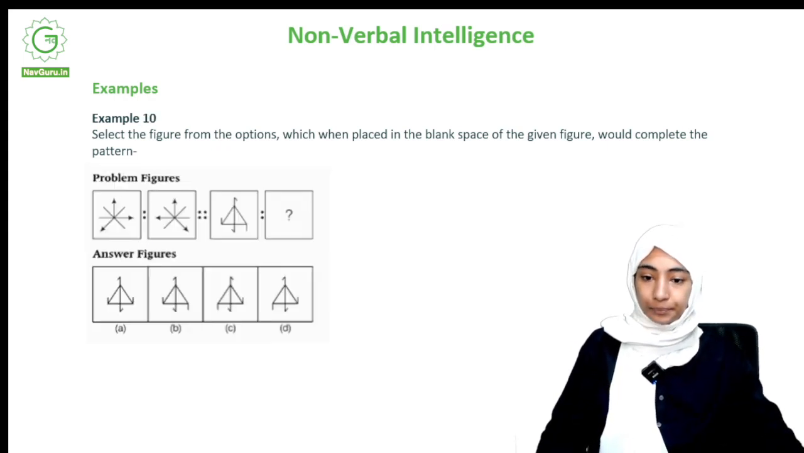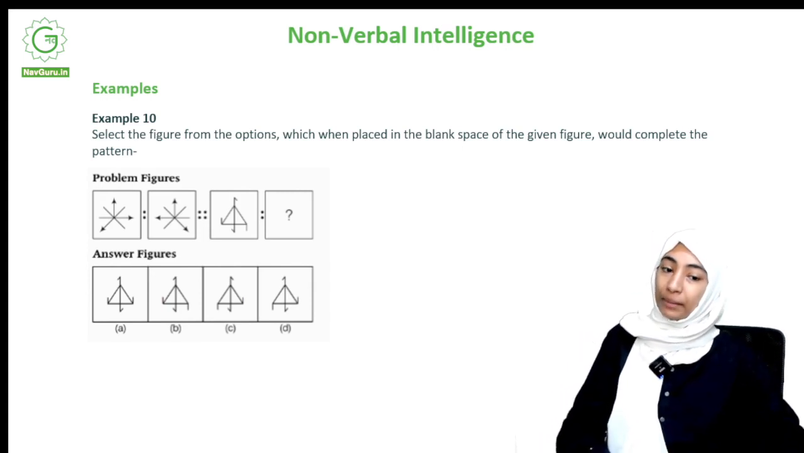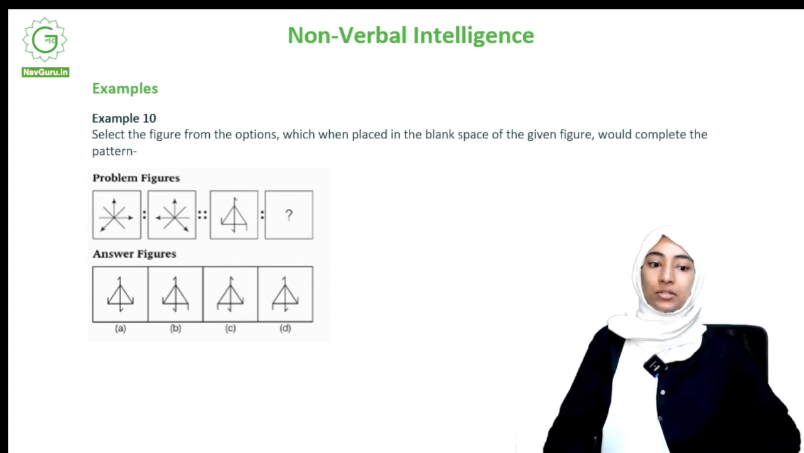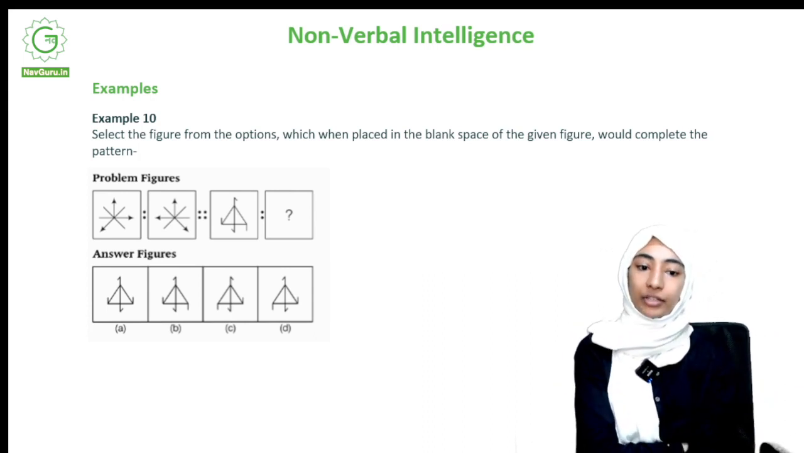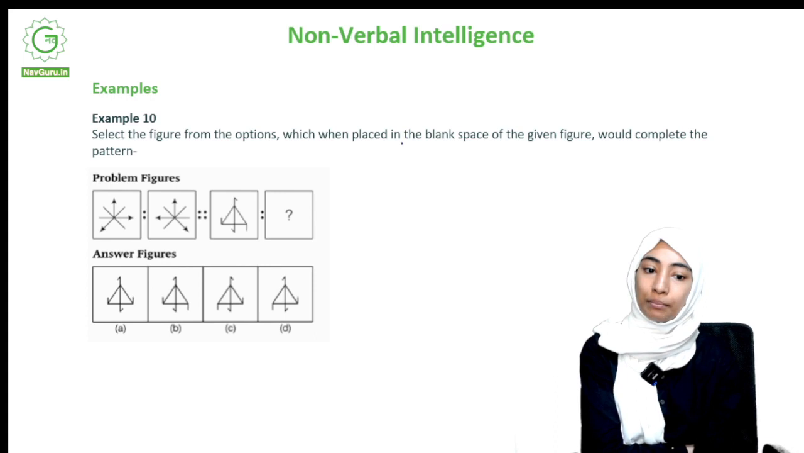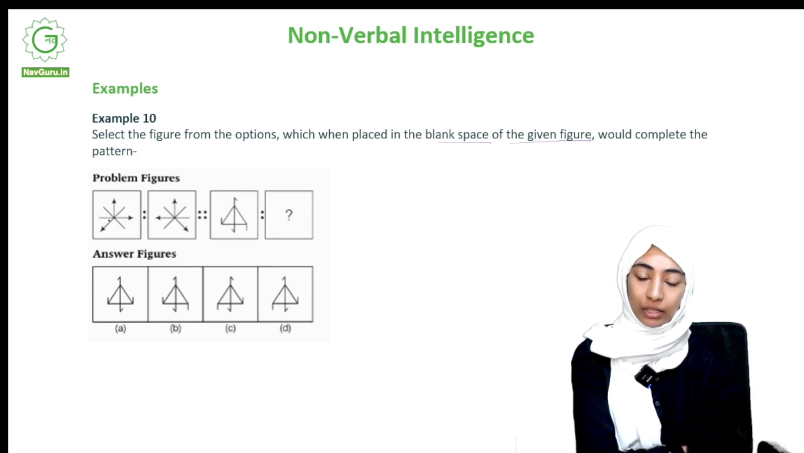Right, moving on. Select the figure from the options which, when placed in the blank space of the given figure, would complete the pattern. Basically, I need the figure which, when placed in the blank space of a given figure, would complete the pattern. So this is my problem figure. I have it here, and I need to see what, when placed, will complete the pattern, right?